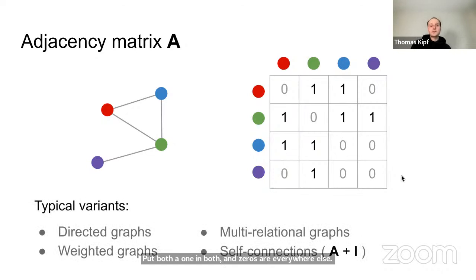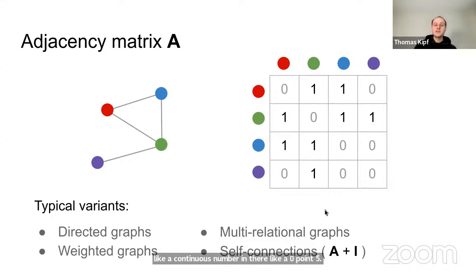And now, of course, this is just the simplest form of a graph representation. And there are many typical variants. Like you can have directed graphs where edges go in a certain direction only, and then you don't have a symmetric matrix, but maybe only a 1 in the upper diagonal part of the matrix. You can have weighted graphs where instead of a 1 and a 0, you put things like a continuous number in there, like a 0.5 that describes how much 2 nodes are related.